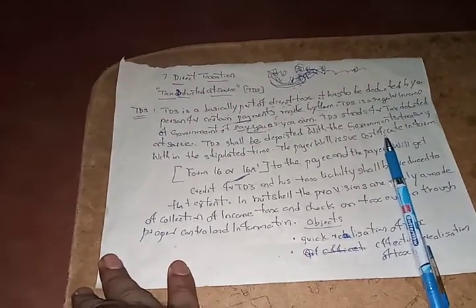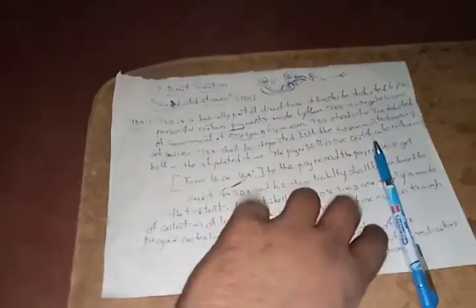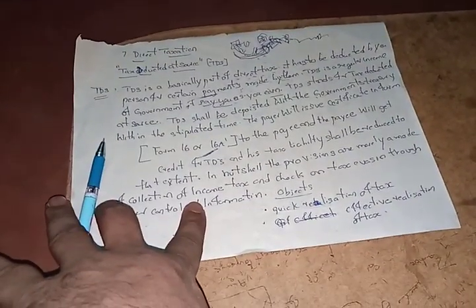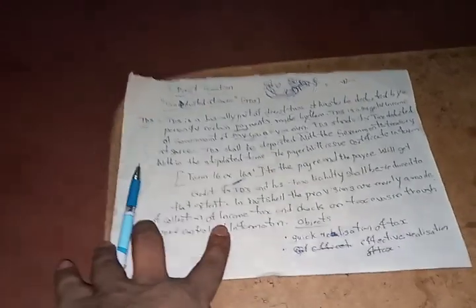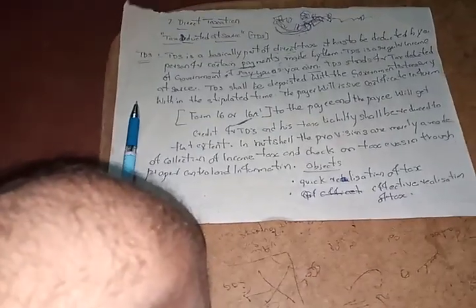In a nutshell, the provisions are made for the collection of income tax, a check on tax evasion through proper control and information, with the objects of quick realization and effective realization of tax.